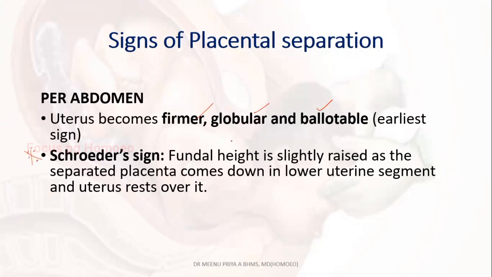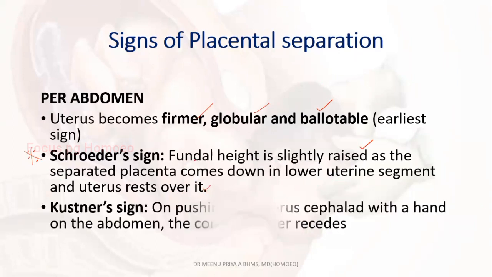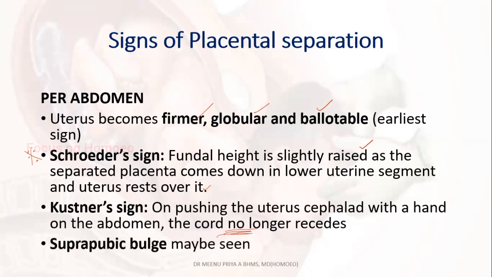It was asked previously. The fundal height is slightly raised as the separated placenta comes down on the lower uterine segment and the uterus rests over it. So this is Schroeder's sign. And Kustner's sign: on pushing the uterus cephalad with a hand on the abdomen, the cord no longer recedes. Usually the cord recedes if this is done, but now the cord no longer recedes, and that is a sign of placental separation. And there is a suprapubic bulge which may be seen.